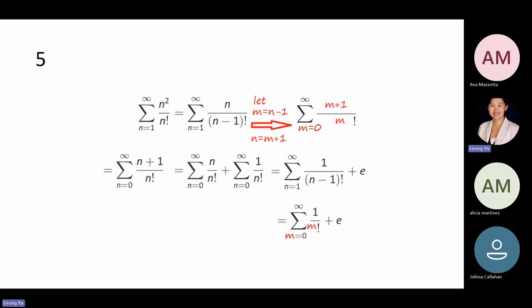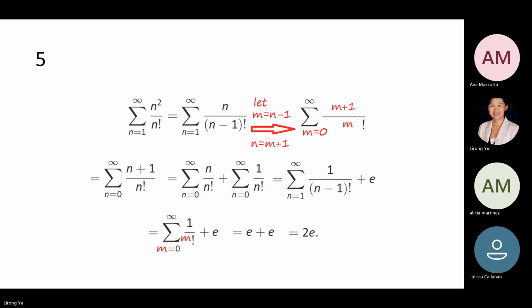So anyway, this one also equals e. So now we have it. Then we are looking at these two infinite sums, both of them equal to the number e. The total summation e plus e is 2e. So this is the final answer to this example.